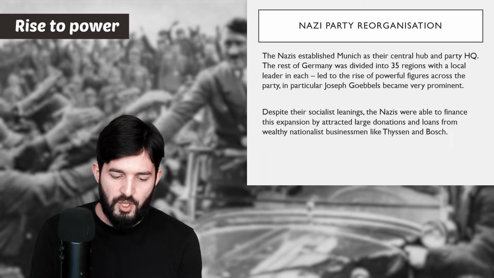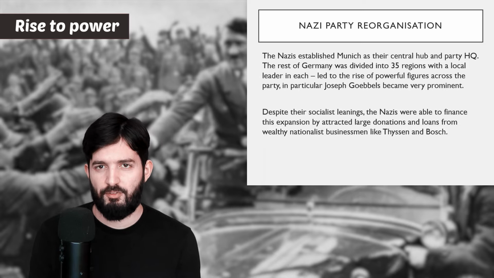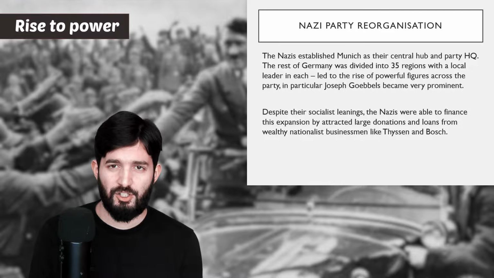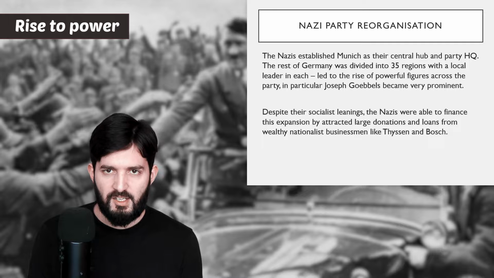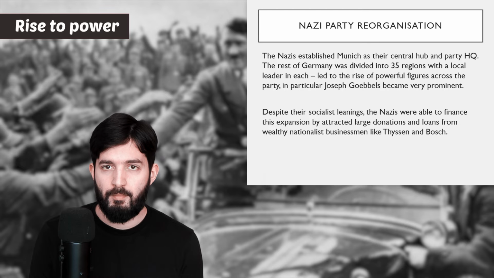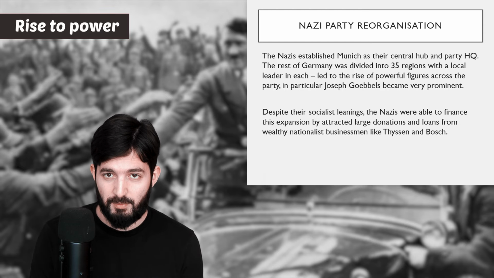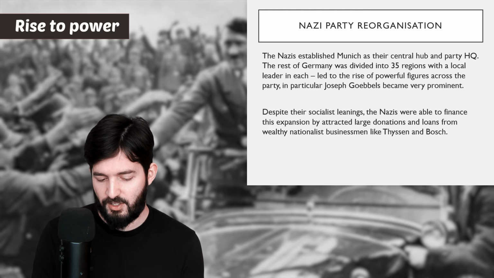Now, this is where you also start to get the beginning of a shift of the Nazi Party away from their socialist leanings. They are still a socialist party. However, at this time, the Nazis are able to increasingly make links and gain support from wealthy industrialists and businessmen who were nationalist in character and principle.